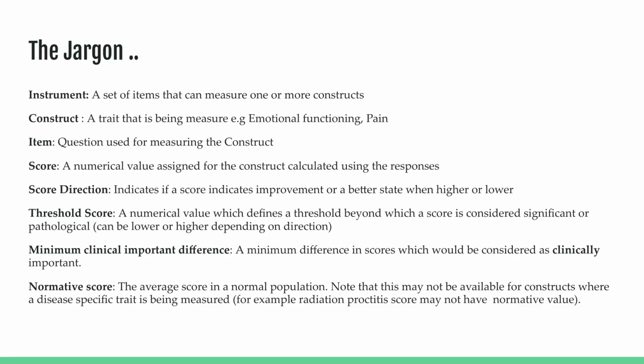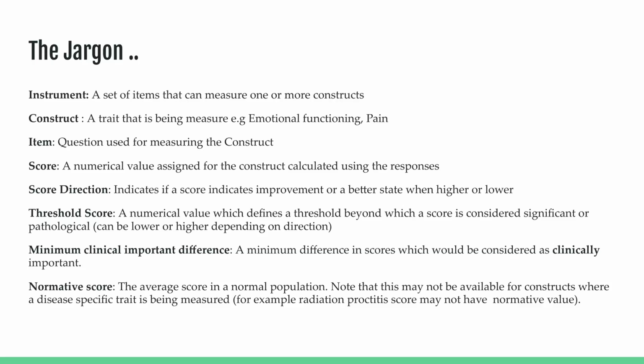Another key term to understand is the minimum clinically important difference, also called the MID. The minimal difference is basically the smallest difference in the score which will be considered as a clinically meaningful difference or a clinically important difference. Now, what does that mean? Suppose a VAS pain scale is measured between a score of 1 to 10, then a score difference of 2 is typically considered as clinically meaningful.